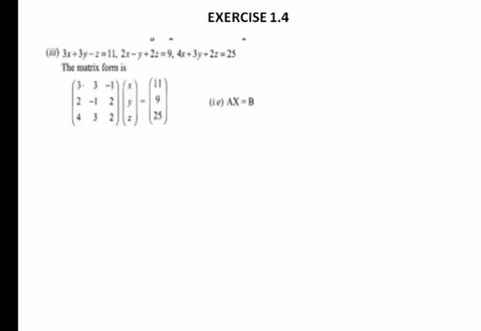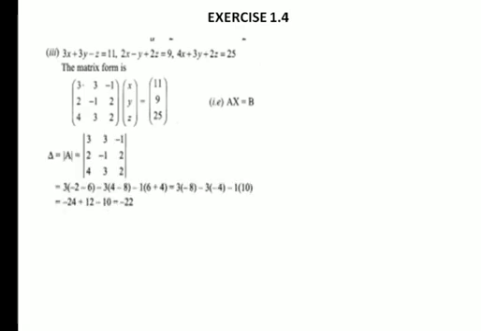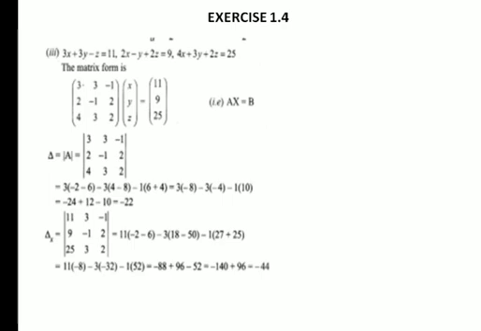Matrix form, you take it and write it in the matrix form Ax equal to b. Then find out the modulus of delta. Delta you find out, the answer is minus 22. So that you move on to find out the delta x. The first column you change to a b. After that you find out the delta x. Delta x value is minus 44. Delta y the same way, second column you change it as a b. After that you find out the delta y.